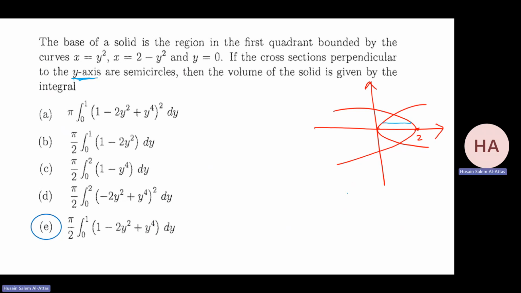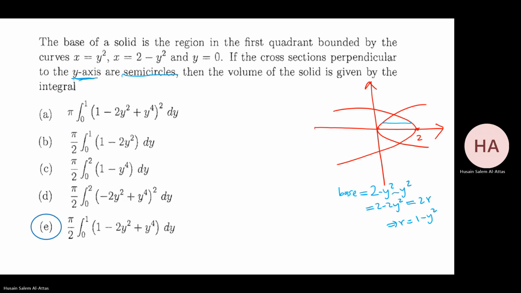So this one, which is the base, will be what? The upper one, the one to the right, I mean the bigger one, is 2 minus y square, minus y square. And that is 2 minus 2y square. Since I have my circle, that will be 2r. So r is 1 minus y square.